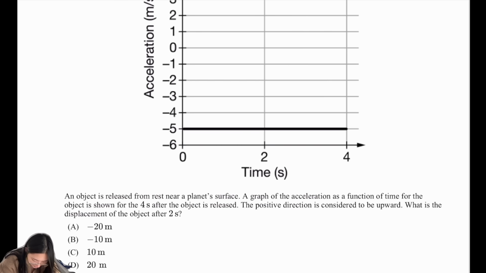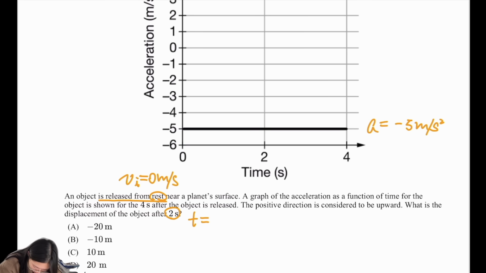Next, question number 19. An object is released from rest near a planet's surface. The graph of the acceleration as a function of time is shown for 4 seconds after the object is released. The positive direction is considered to be upward. What is the displacement of the object after 2 seconds? So it states that the object is released from rest, which means its initial velocity is equal to 0. And then its acceleration is a constant value of negative 5 meters per second squared. The time is 2 seconds. So given initial velocity, acceleration, and time, we need to find the displacement.